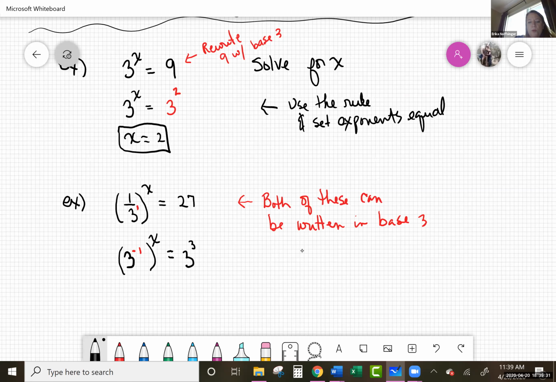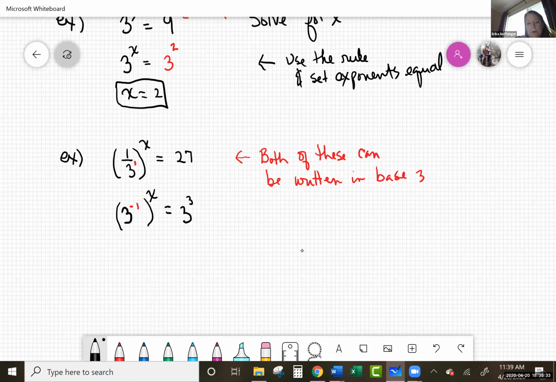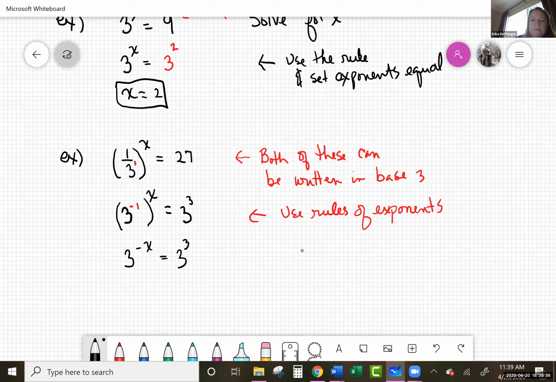So I need to remember my rules of exponents, power to power. And so power to power is multiplying. And so -1 times x is just -x. And so I have 3 raised to the -x power equals 3 cubed.